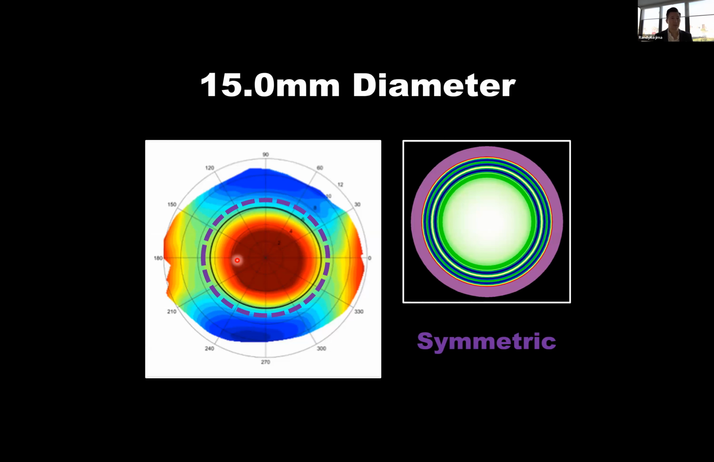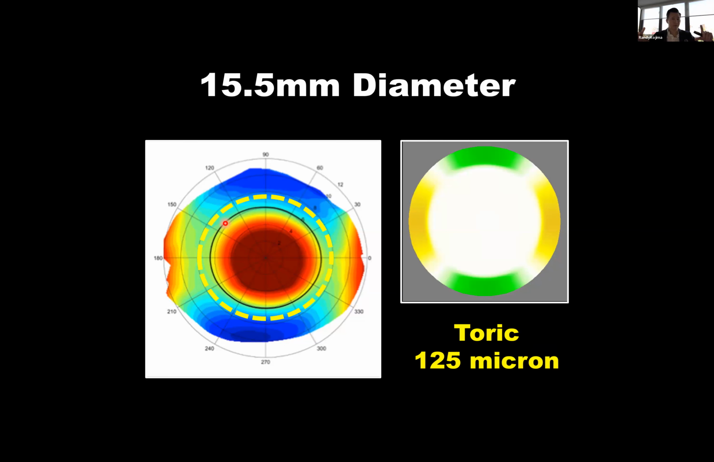And the reason for that is the smaller you go in diameter, the closer you land toward the limbus, and the more symmetric the scleral shape is close to the limbus. Whereas, as you get larger in diameter, you move your point of bearing farther out. Now you're landing on more astigmatic or asymmetric scleral shape.